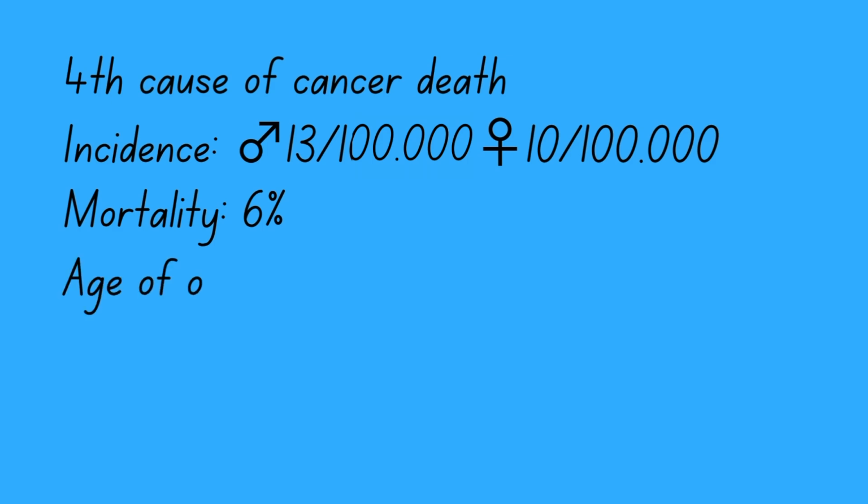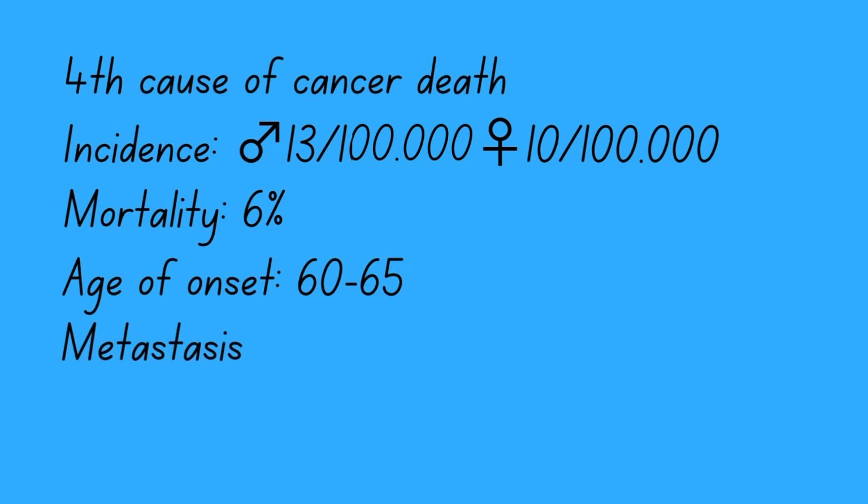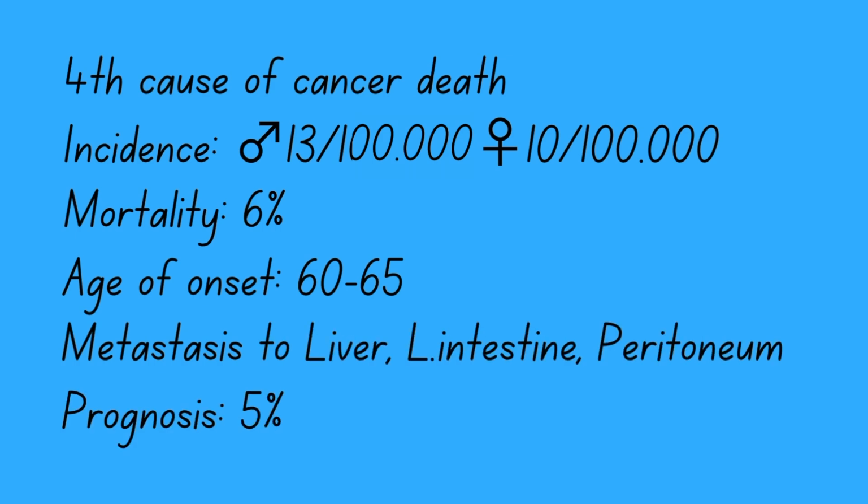The age of onset is 60 to 65 years of age, and at the time of diagnosis, the disease is usually on advanced stage. The metastasis of pancreatic cancer is on regional lymph nodes, liver, large intestine, and peritoneal infiltration. The prognosis is really poor, with only 5% having 5-year survival rate.